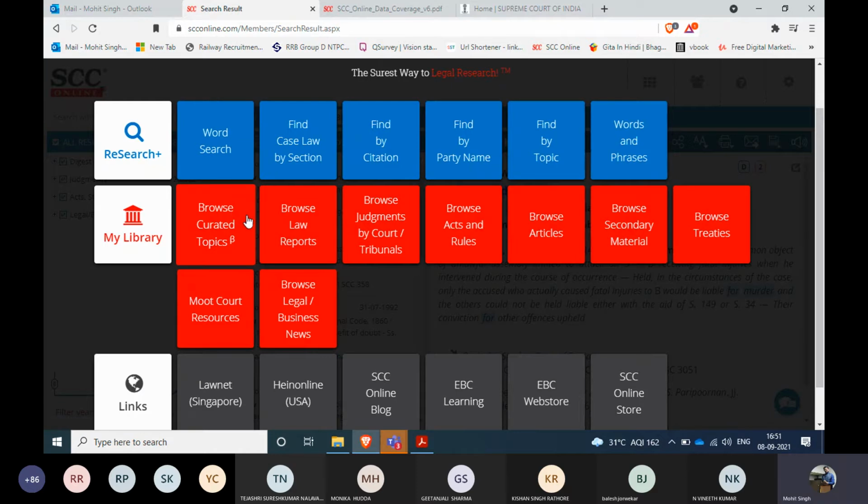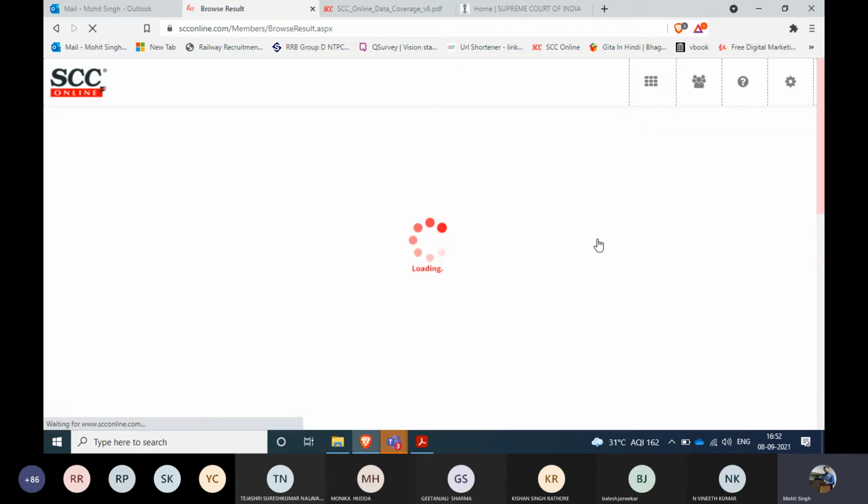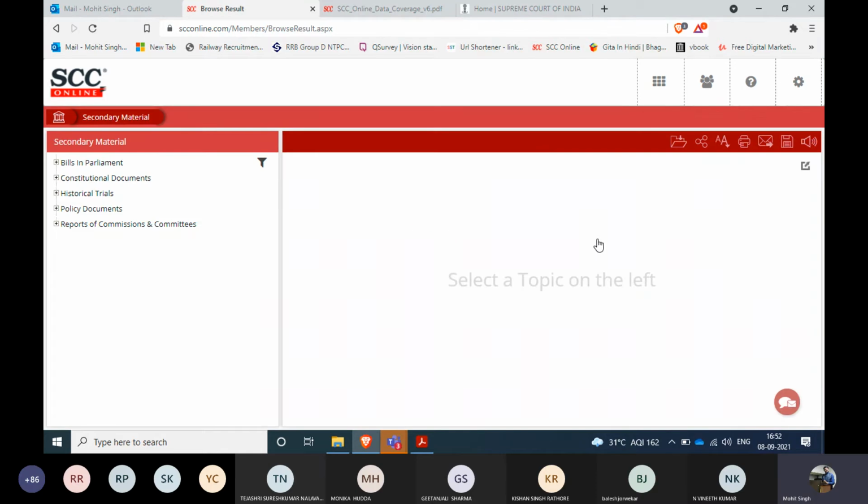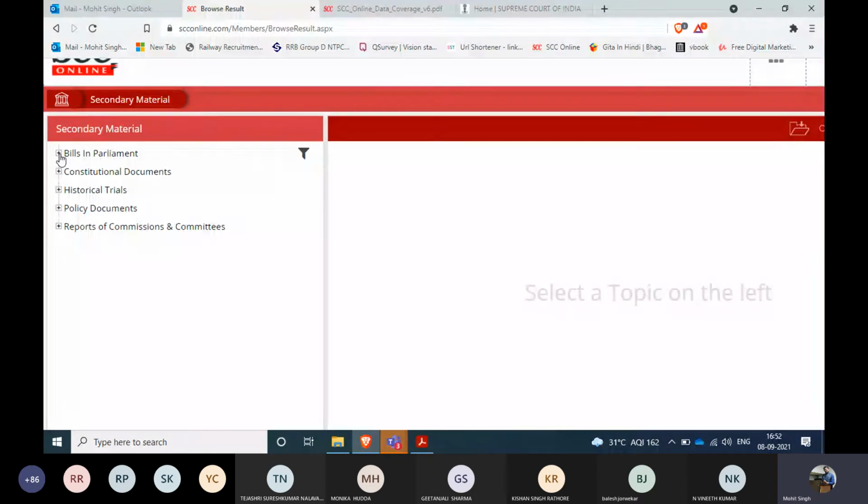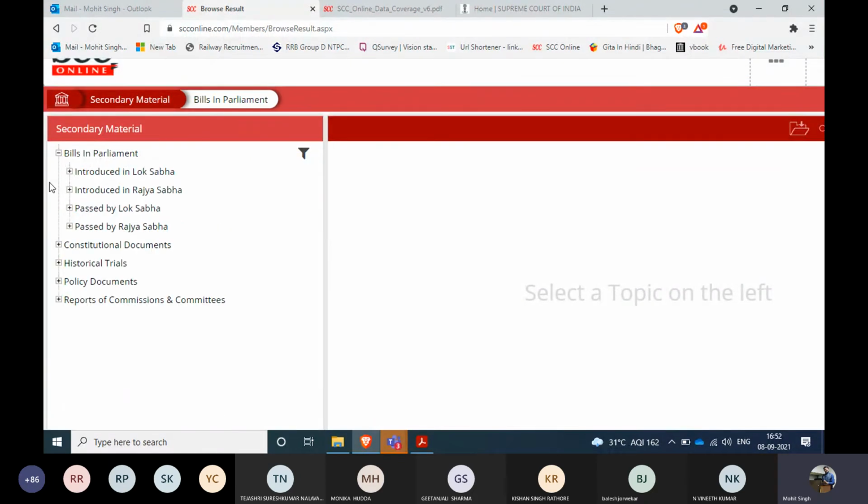Now, in My Library, students and members, we have already covered some of the tiles like browse query topics, browse acts and rules. Let me also cover the browse secondary materials, which is going to be extremely beneficial for you. What is inside of this secondary material? First of all, you're getting the bills in parliament. Bills in parliament contains those bills which got introduced in any one of the houses or which got passed by any one of the houses. Live commentaries on the bills are not being covered in the software.